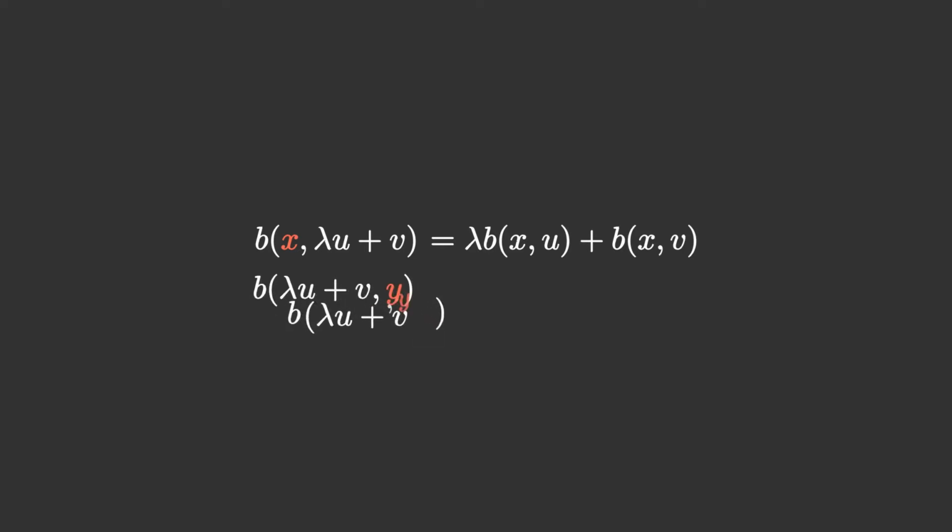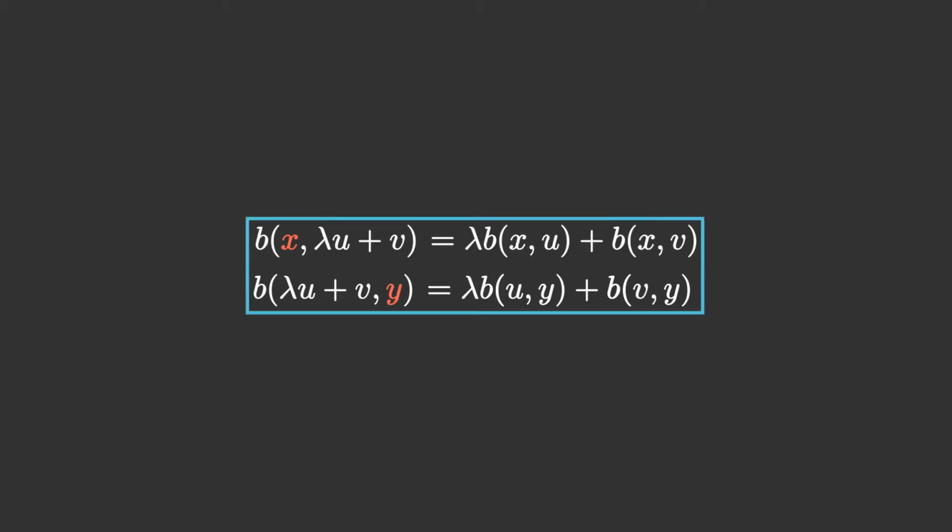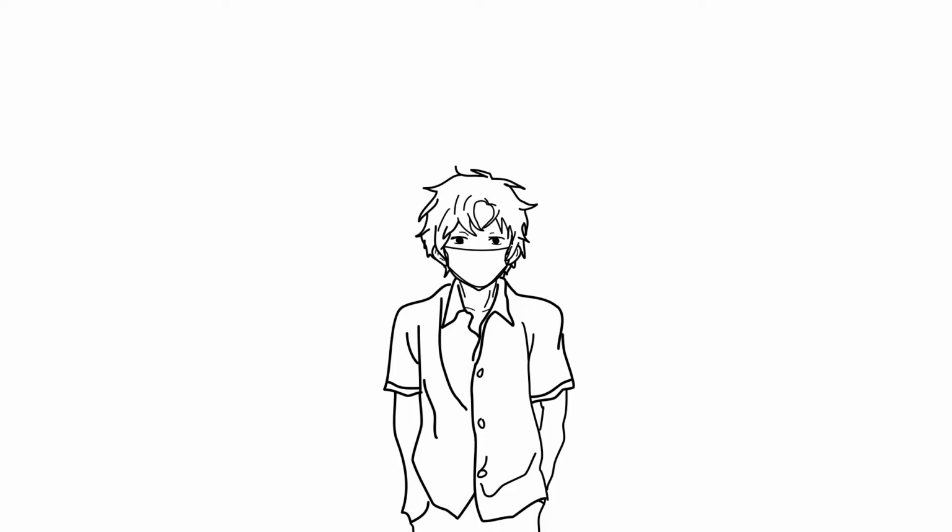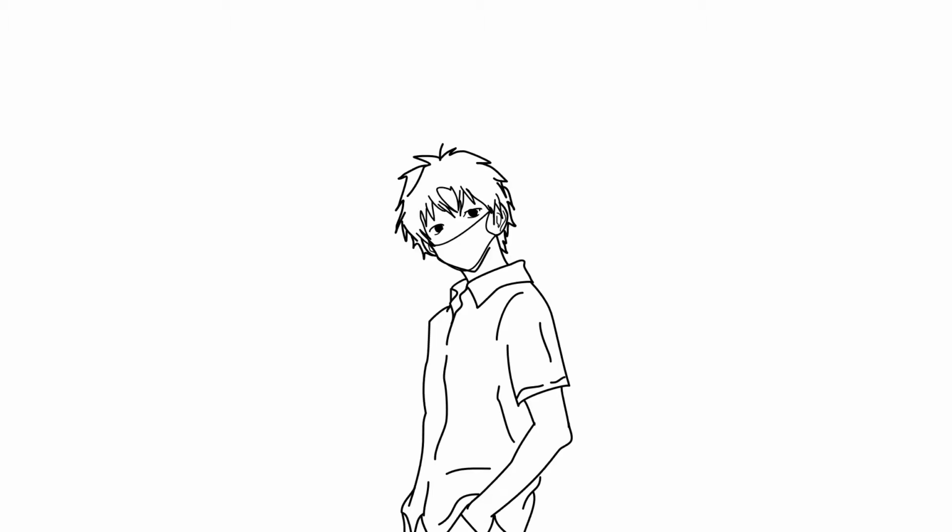Also, the same applies if we fix the second argument. This is nice and all, but with that alone, it's not obvious what B is actually doing to our vector space. So with our knowledge of linear algebra, let's see if we can understand what's going on there.